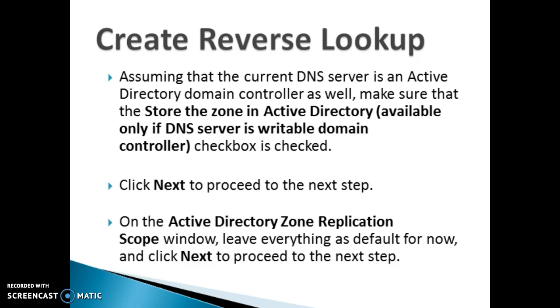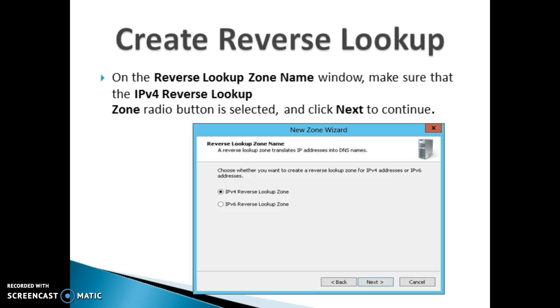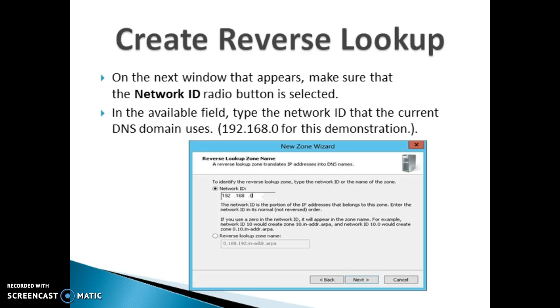After that, on the Active Directory Zone Replication Scope window, leave everything as default and click Next to proceed to the next step. Now on the next step, you get the Reverse Lookup Zone Name window. Make sure you select IPv4 Reverse Lookup Zone and then click Next. On the next window, make sure Network ID is selected. In the available field, type the network ID for the DNS domain you use.